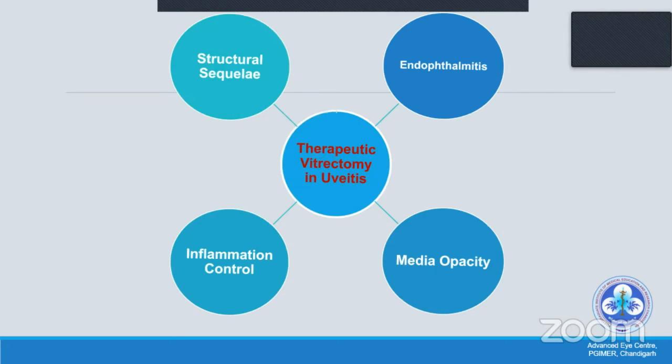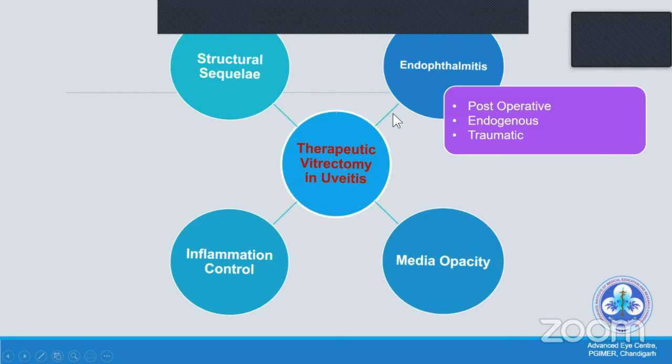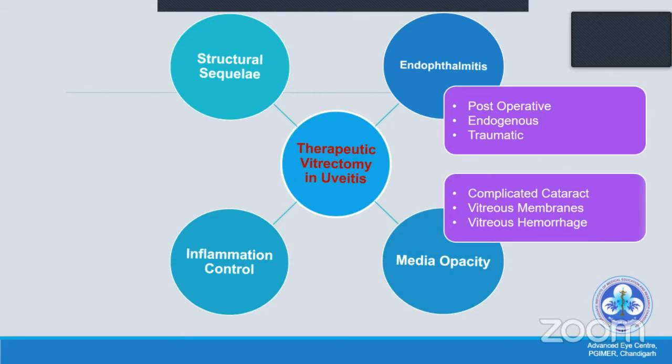There are 4 broad indications for which a therapeutic vitrectomy in uveitis might be needed. The most common is endophthalmitis, which can be postoperative, endogenous, or traumatic. Then there is media opacity, like a complicated cataract, which we just saw in that video, vitreous membranes, or vitreous hemorrhage.